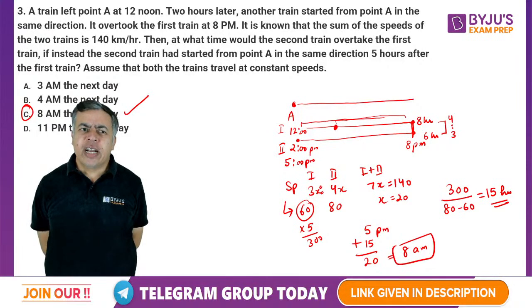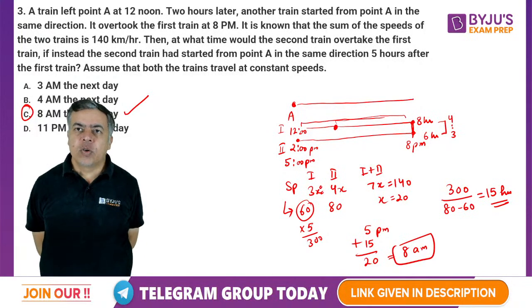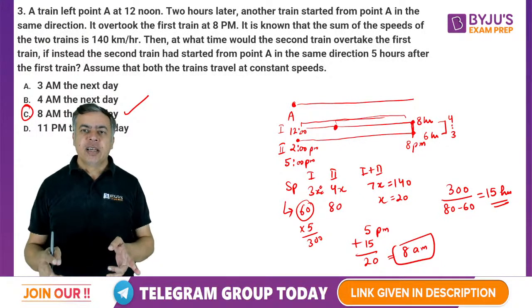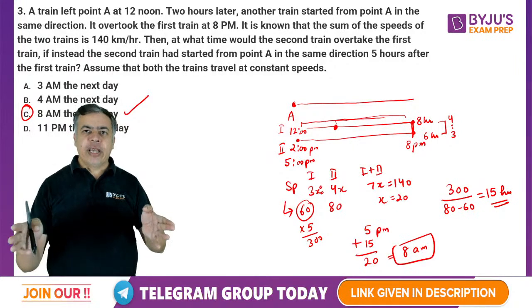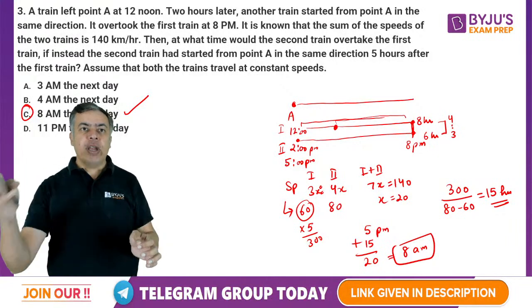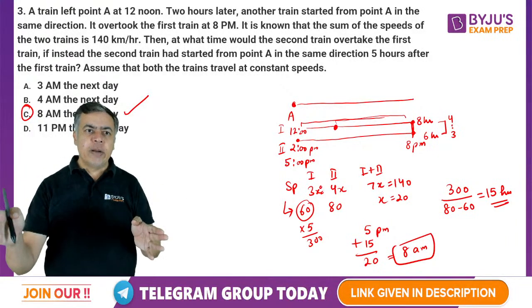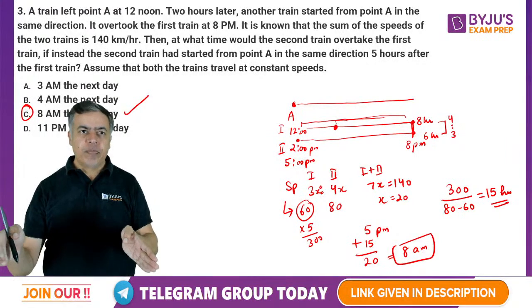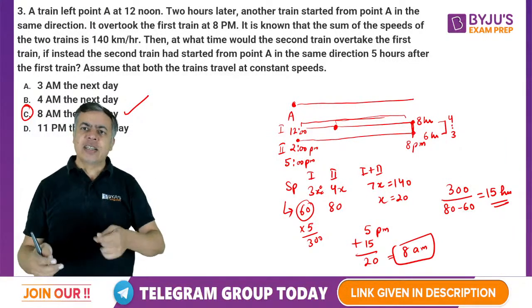Right, it was not that difficult, only the story was a little lengthy, right? In the first case, it is saying simply that the time taken ratio, because the first train is traveling from 12 noon to 8 p.m., right, the second train is covering from 2 p.m. to 8 p.m. That means 8 hours and 6 hours, the same distance.